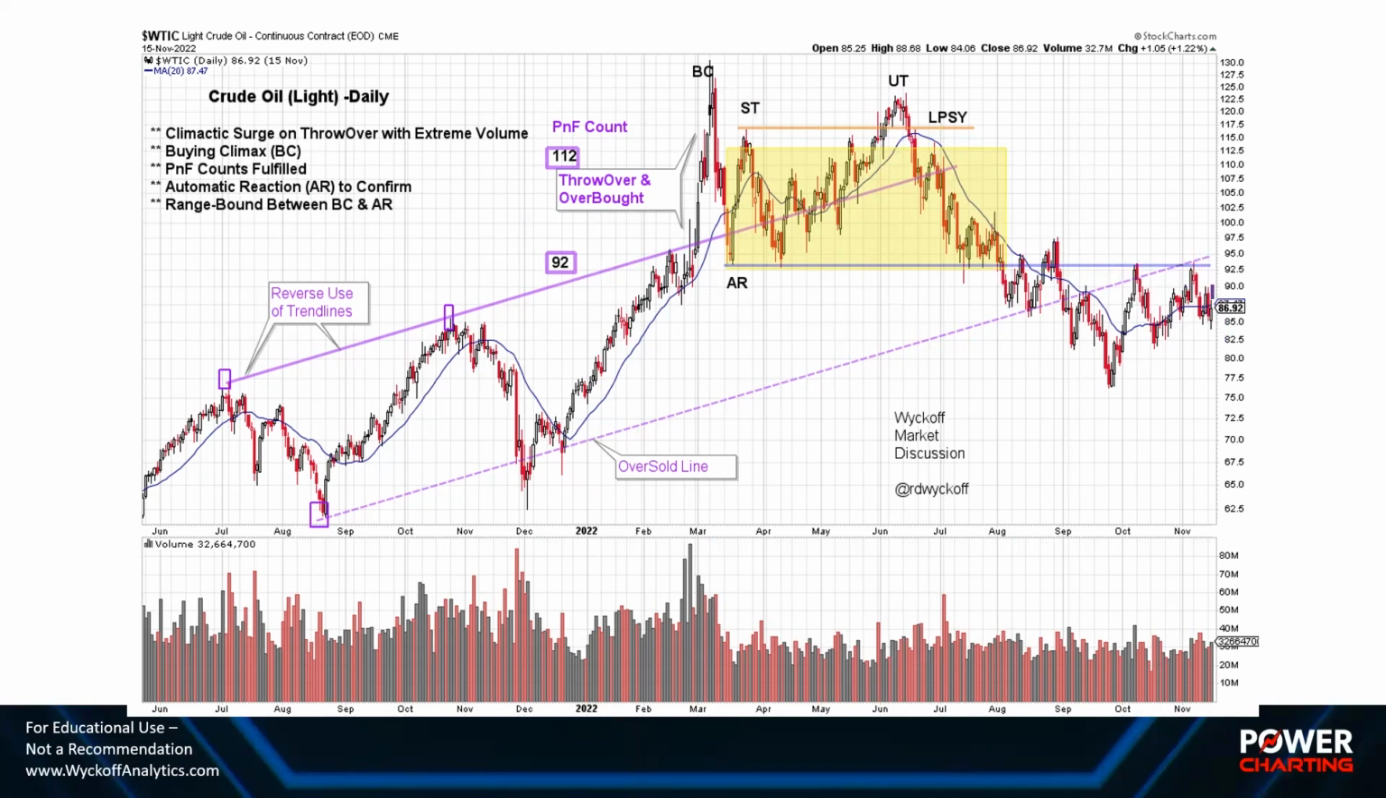I think that crude oil is vulnerable here, needs to be able to rally, get back into the channel, and show the ability to move upward on good volume with ease. And it could do that. But right now, I think this is a very vulnerable place.